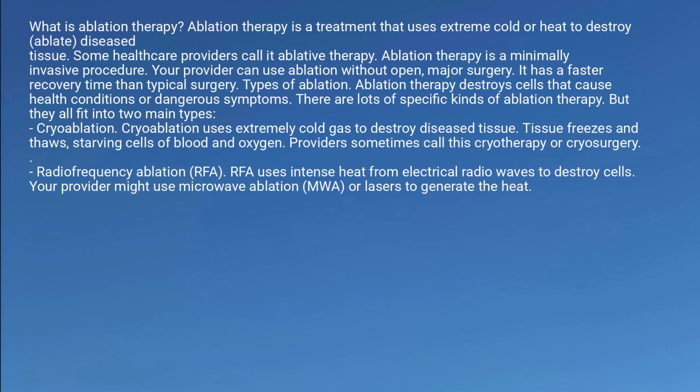Types of ablation. Ablation therapy destroys cells that cause health conditions or dangerous symptoms. There are lots of specific kinds of ablation therapy, but they all fit into two main types. Cryoablation. Cryoablation uses extremely cold gas to destroy diseased tissue. Tissue freezes and thaws, starving cells of blood and oxygen. Providers sometimes call this cryotherapy or cryosurgery.